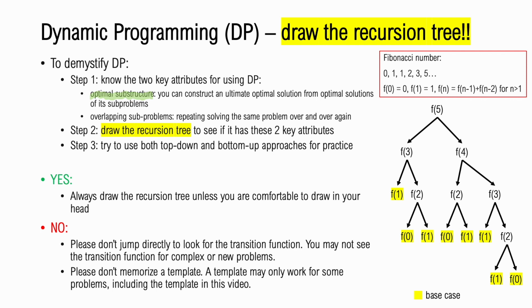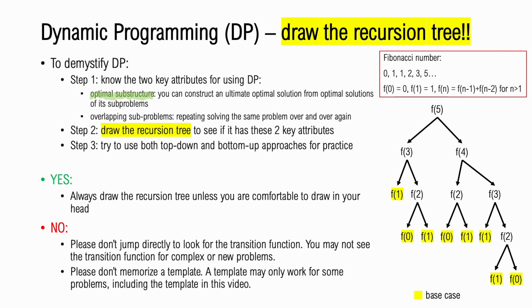And step 2 is, in order to see if a problem has these 2 key attributes, you need to draw the recurrent tree. Once you draw the recurrent tree, it will be apparent if this problem has these 2 key attributes. And the last step is, if it has these 2 key attributes, you can just try to use both the top-down and bottom-up dynamic programming approaches for practice. And we will get there later.